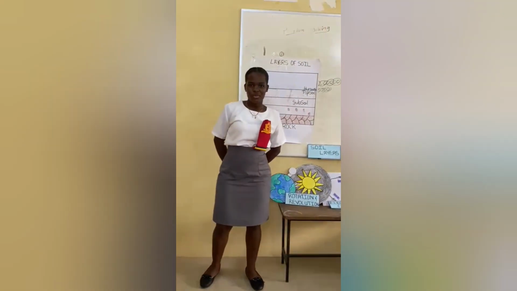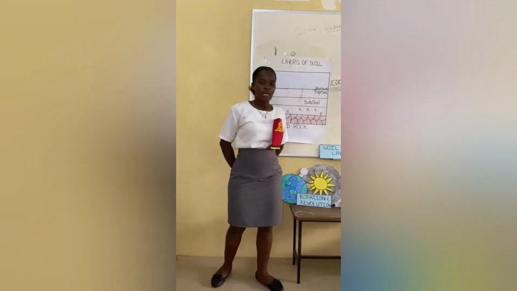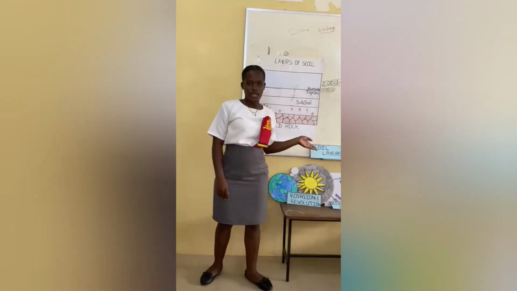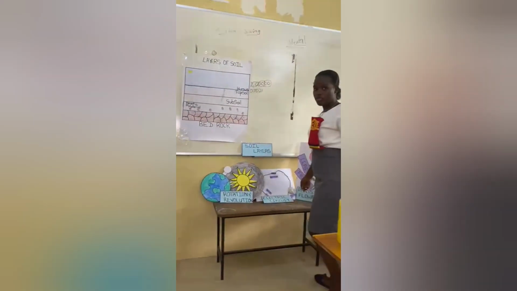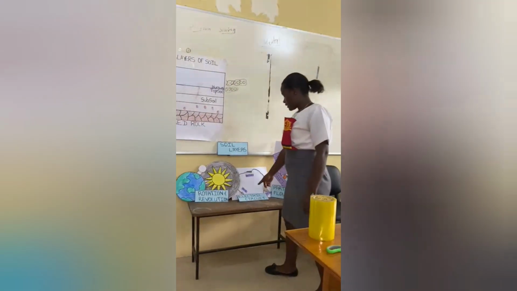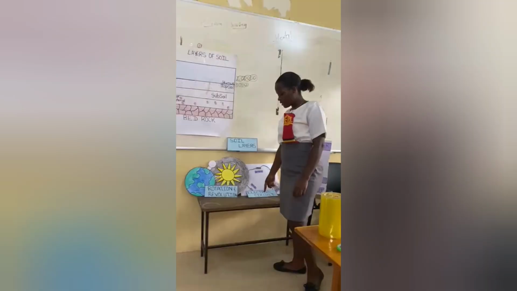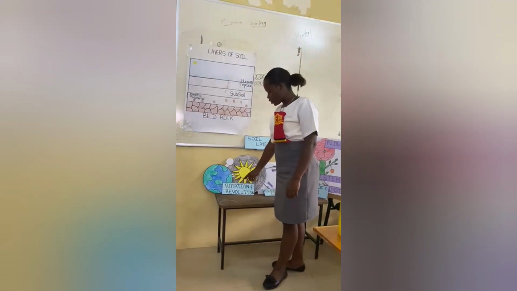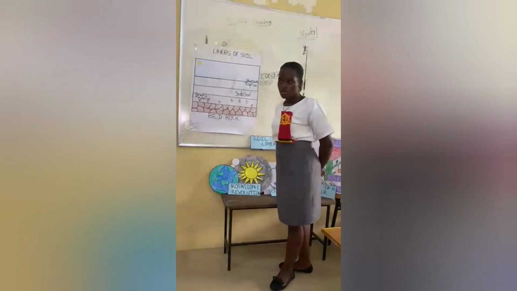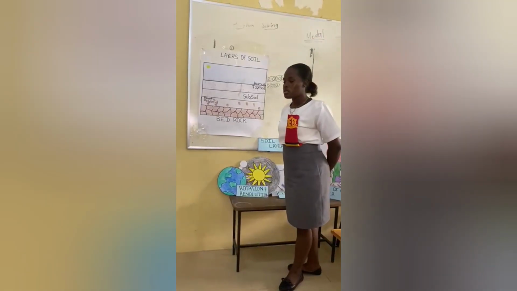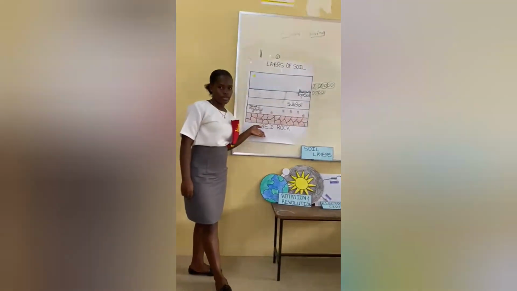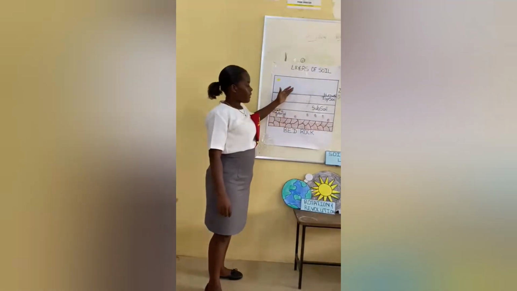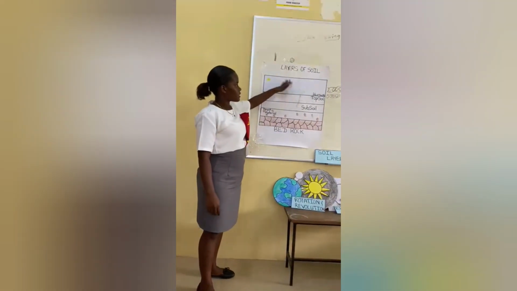Good afternoon, everyone. Today I'll be presenting my part of our group science kit. Today I'll be presenting on parts of a flower, the electric circuit, a model showing the rotation and revolution of the moon and the sun around the earth, and the soil layers, the different parts of the soil.